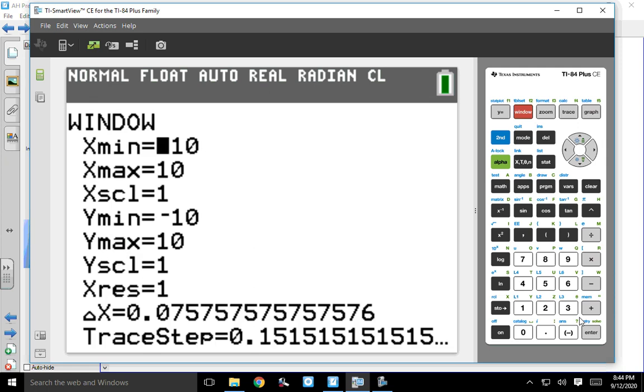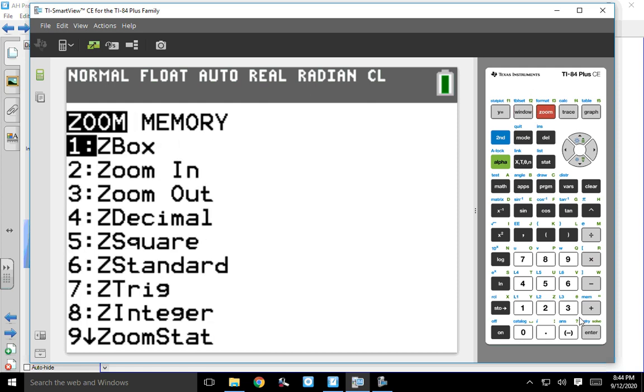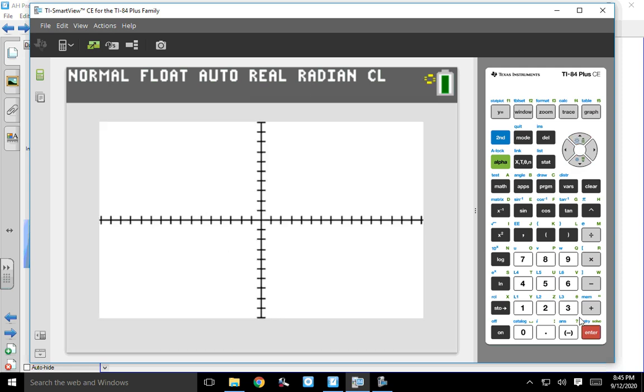And I'm going to change my window here. I'm going to do this in a square window so that it does not look distorted here. So the standard window here isn't going to quite work. Let's go to our zoom menu and go down to zoom square. Oops, number 5. That'll give me a square window, and hopefully it'll look like it's at least proportional here. I got more x values showing than y values, so that's why it does look a little bit different, but at least there's some proportion to this.